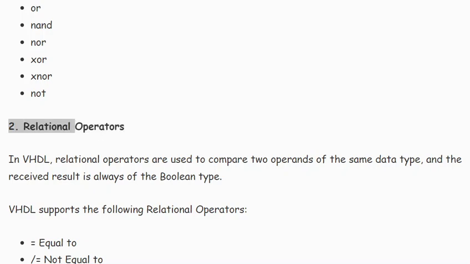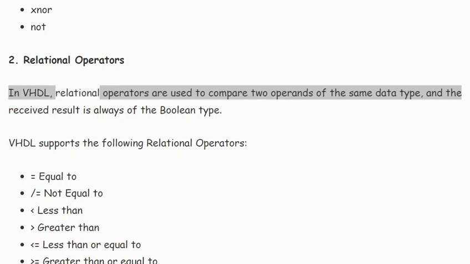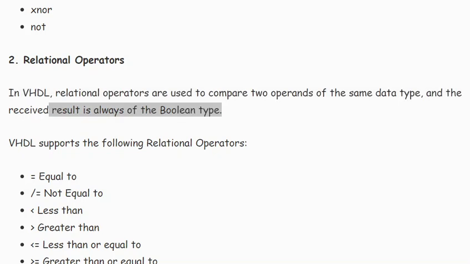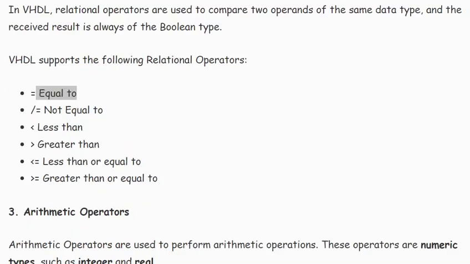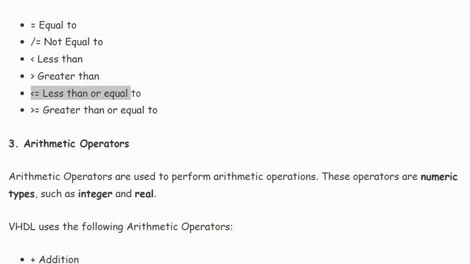2. Relational operators. In VHDL, relational operators are used to compare two operands of the same data type, and the result is always of the Boolean type. VHDL supports the following relational operators: = equal to, /= not equal to, < less than, > greater than, <= less than or equal to, >= greater than or equal to.